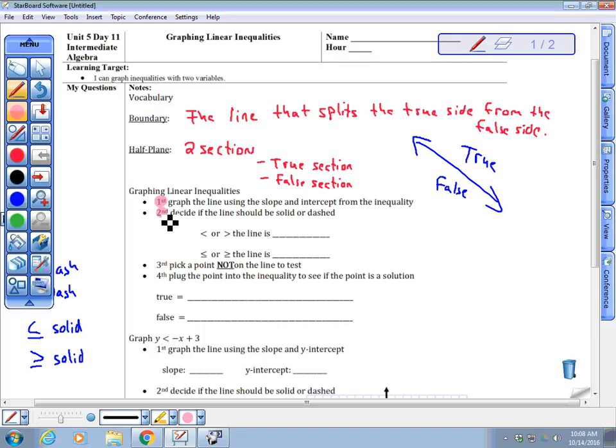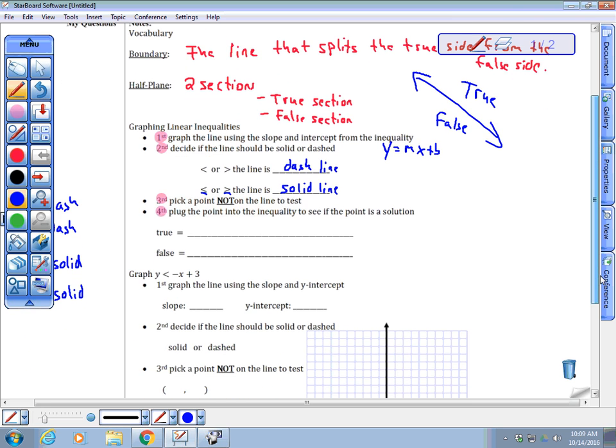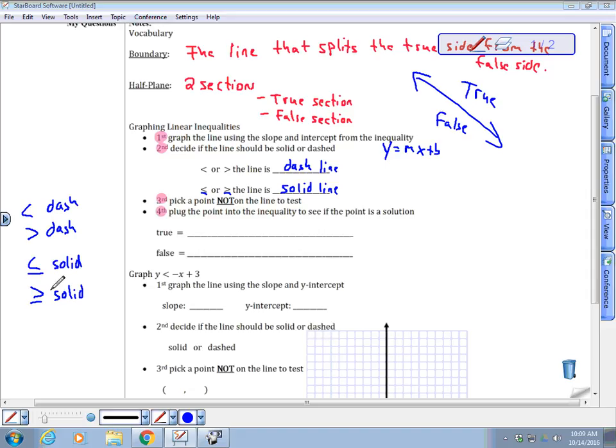You have basically three steps to follow when graphing these things. So what we'll do is we'll graph the line using the slope and the intercept. We're going to be looking at an inequality, and then you're just going to put it into y equals mx plus b form, and you're going to come up with the slope, and you're going to come up with the b value. Now another thing to look out for is less than or greater than will be a dash line, and then less than or equal to or greater than or equal to will be a solid line when you graph it, meaning it also includes that line. So you can see them over here off to the side again.